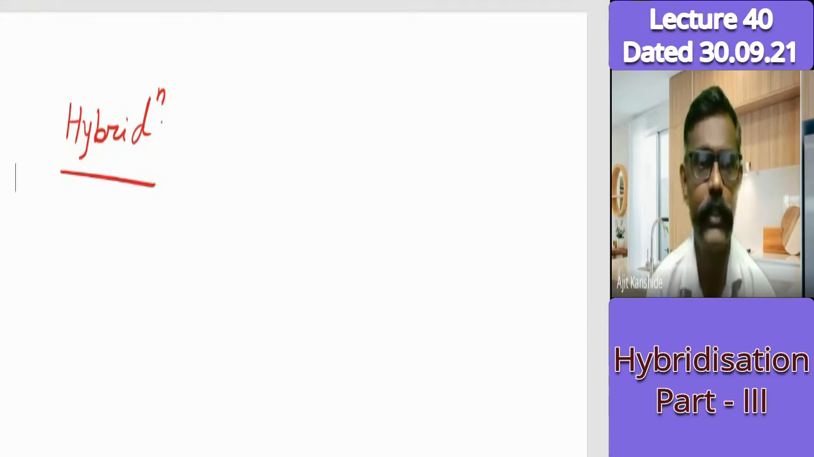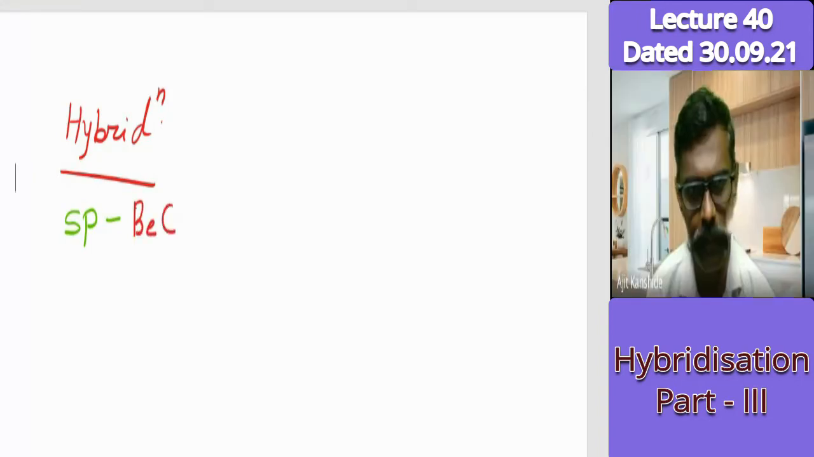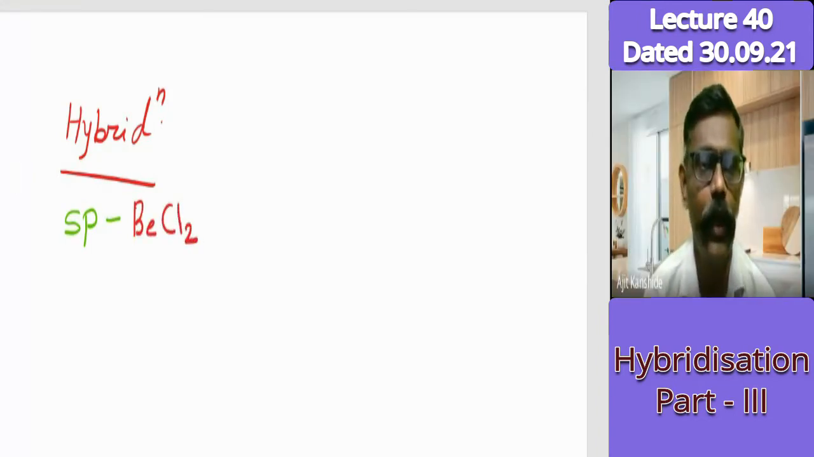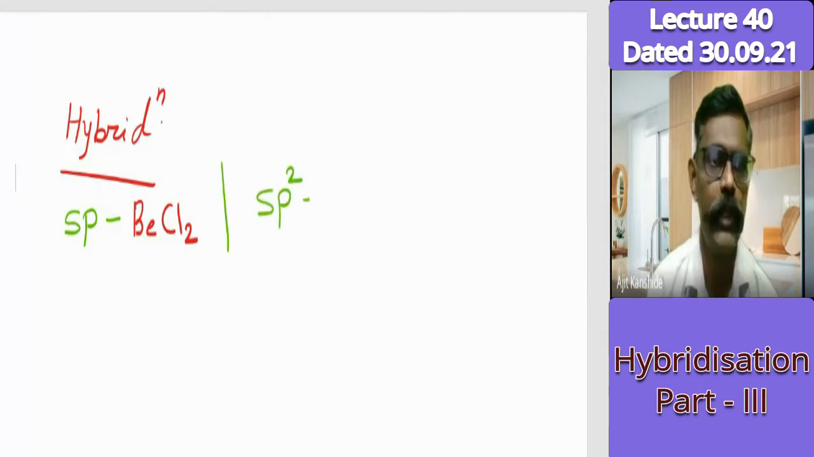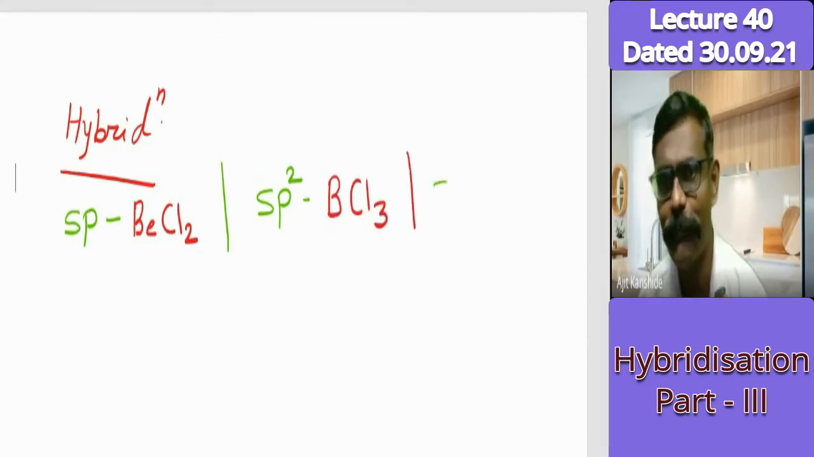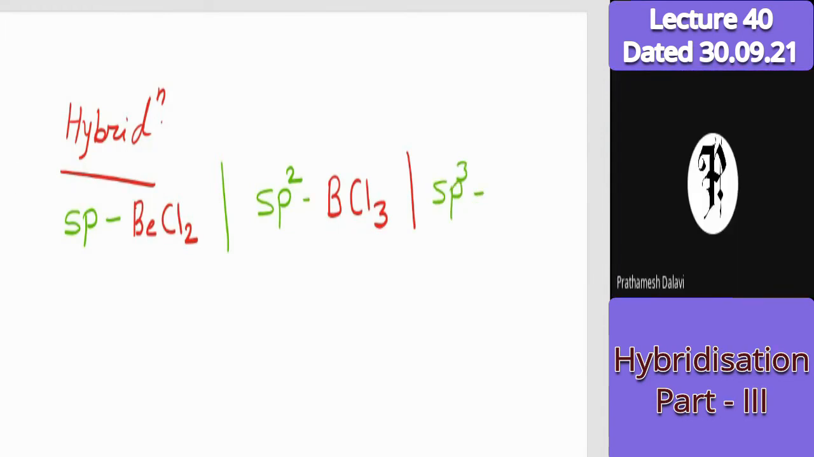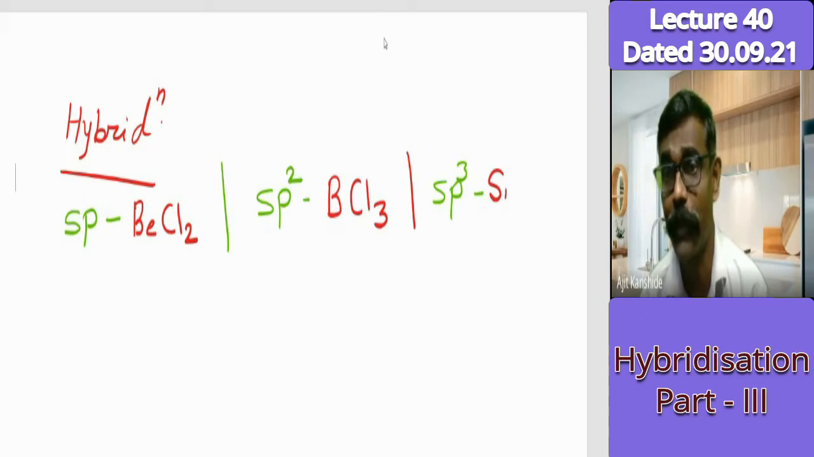At the beginning, we discussed sp hybridization. What is the example for sp hybridization? BeCl2, BeF2. Right. Any beryllium and two halogens. Very fine. The second hybridization is sp2. Please furnish the example. BF3, BCl3. Brilliant. Very good. The third hybridization is sp3. SiCl4, CH4. Yes, very good.